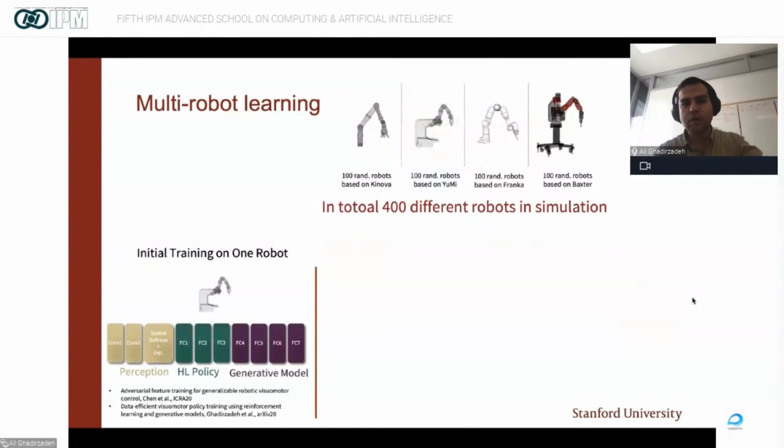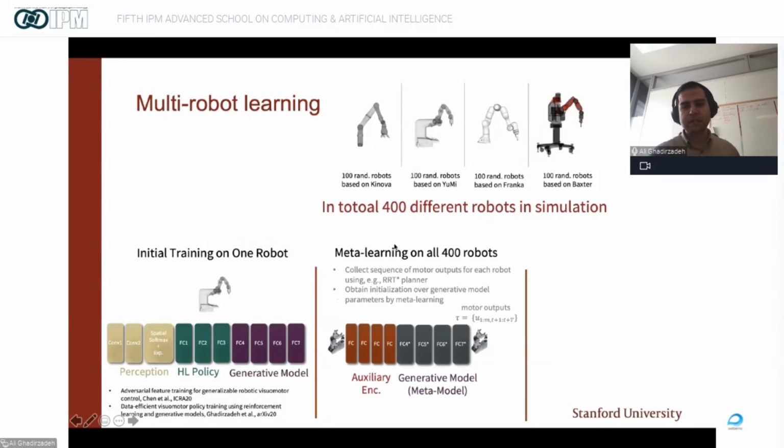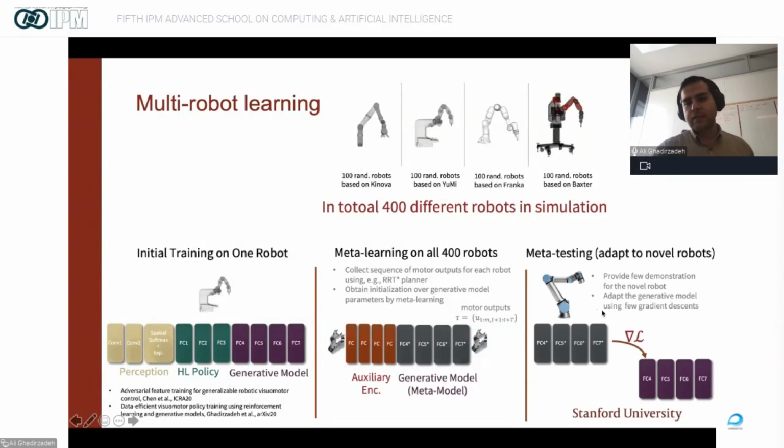So here is our meta-learning framework. We created in total 400 different robots in simulation by changing the parameters of different robotic manipulators. Here are Kinova, Yumi, Franka, and Baxter. Then we did the meta-learning. This is our generative model formulation, as I described before. We trained on 400 robots to learn the generative models. And then at meta-test time, we use gradient descent to update the initialization to a generative model suitable for a novel robot.